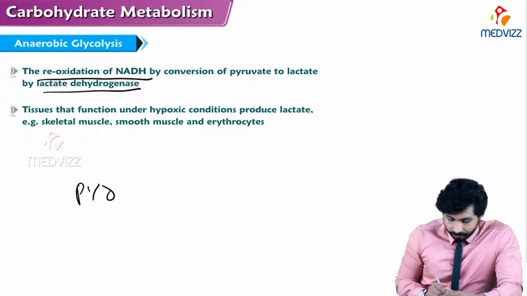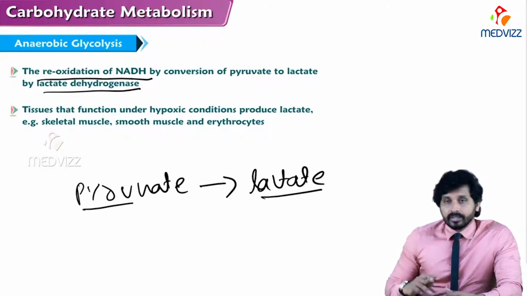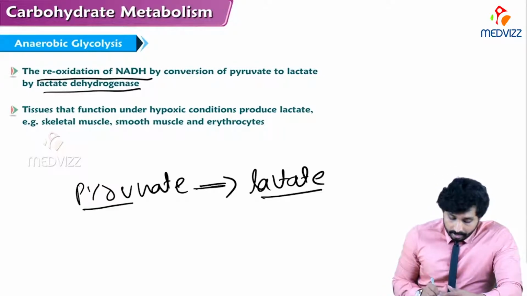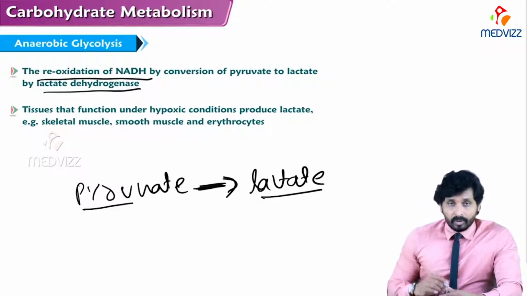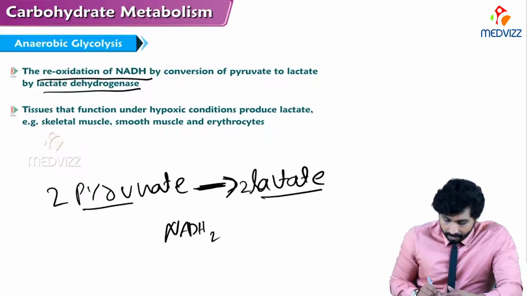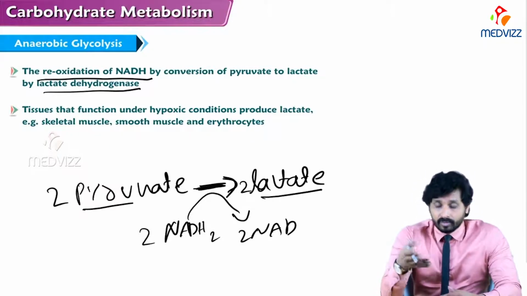Here pyruvate is converting into lactate. The difference between pyruvate and lactate is 2 hydrogens. Lactate is an acid, and pyruvate is a keto acid. The only difference is 2 hydrogens, which are donated by the NADH. Actually 2 pyruvates are there at the end and 2 lactates, so 2 NADH2 will be converted into 2 NAD. That means 2 hydrogens have been donated to pyruvate to form lactate.